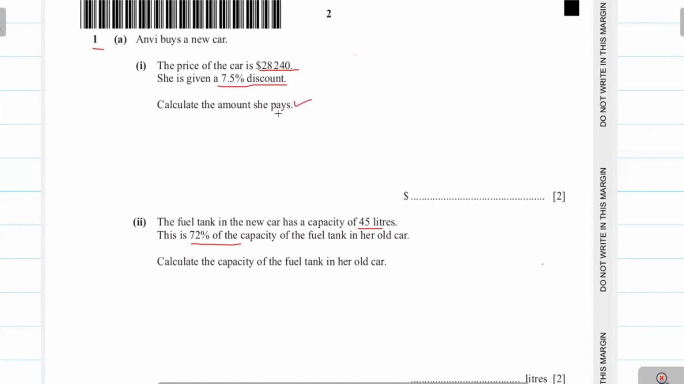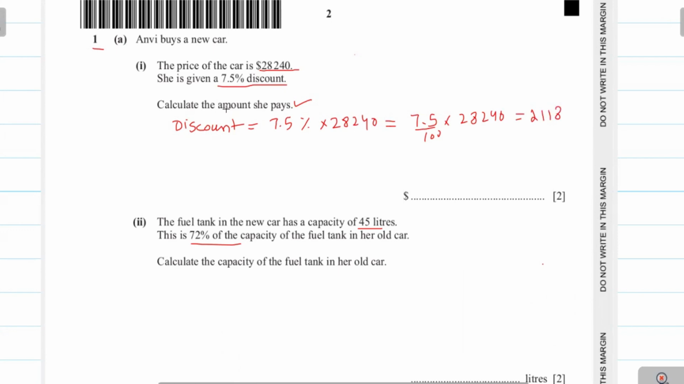To calculate this amount, firstly, we have to calculate the discount. The discount value here is 7.5% of the cost price. The cost price here is 28,240. Therefore, we write 7.5% of 28,240, and this value will be equal to 7.5 over 100 multiplied by 28,240.